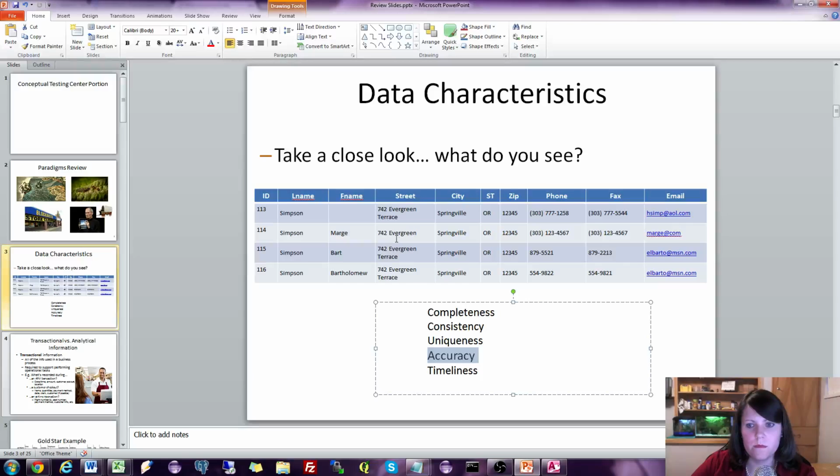Accuracy, so if we look at the street here, we can tell that they all live in the same place, probably the same last name.